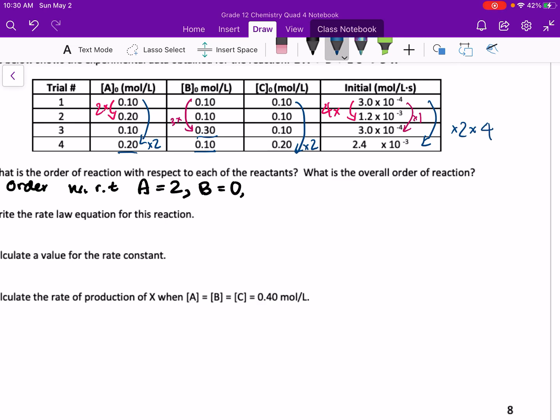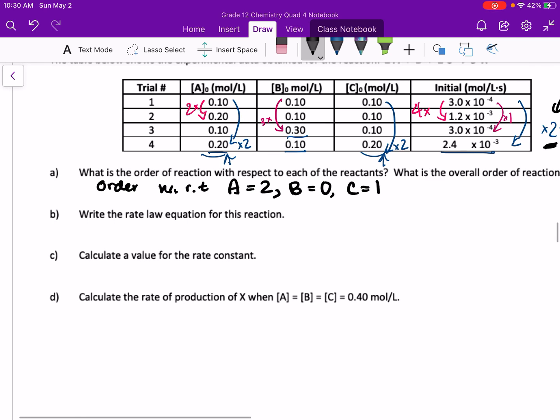To make sure that I account for all the changes here. So if you do 3.0 times 10 to the negative 4 times by 2 to take this change and times by 4 to take this change, this is what you will get. And that will tell me that my order with respect to C is equal to 1, because when I double C, my rate will double.